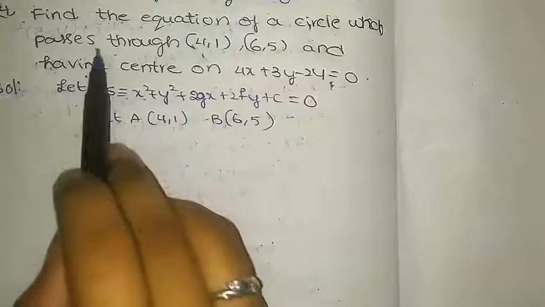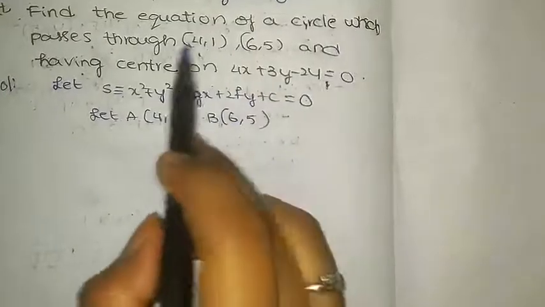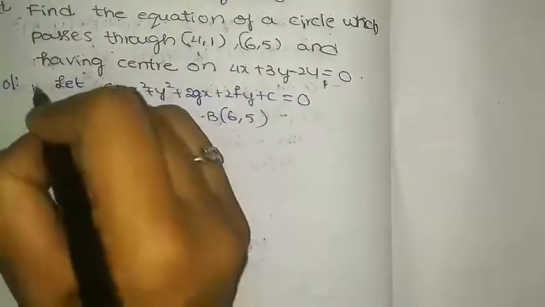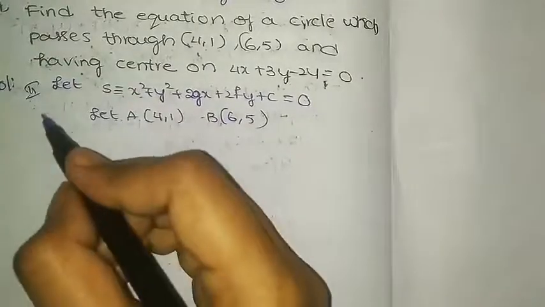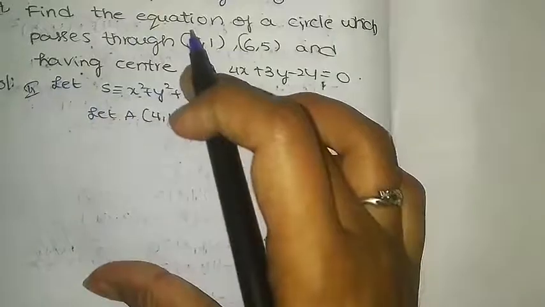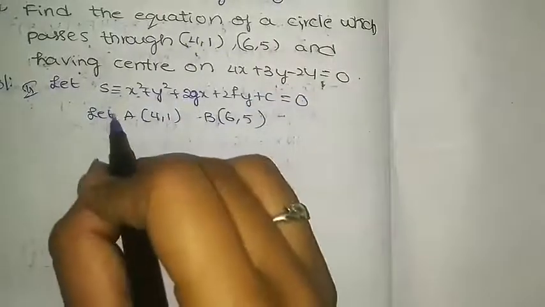In the fourth problem, find the equation of a circle. Same model like the third problem. Now I am doing method 2. The first problem we have solved with method 1. That is easy, simple. This one is not lengthy but somewhat difficult.